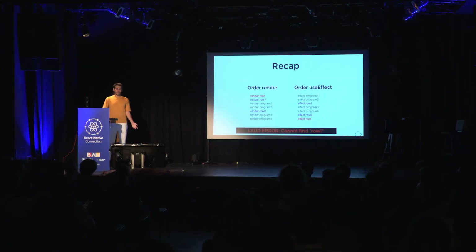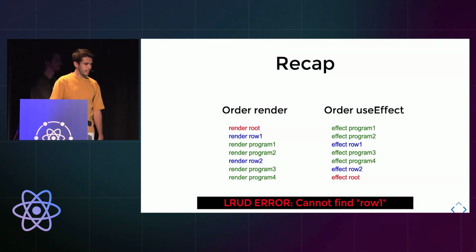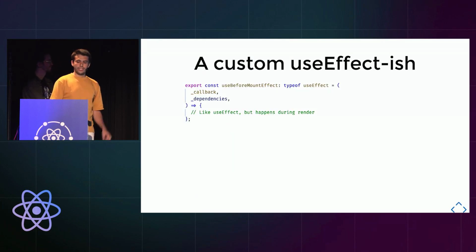What we want here is actually to use the render order, because it would work. You would register root first and then its children. And our solution here was to create a custom hook which behaves like a useEffect, but the effect runs during the render phase. So it's a bit tricky. Let's look at what it's like. We called it useBeforeMountEffect.